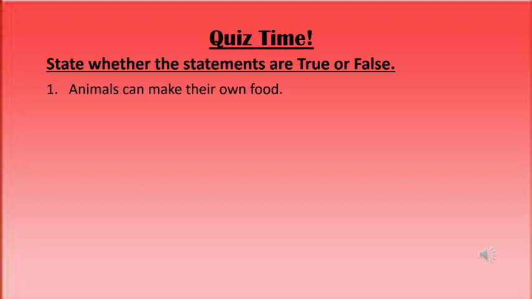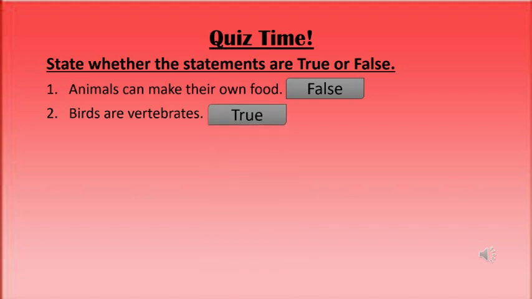What do you think? It is a false statement, right? Because animals can't make their own food. They get food from other living organisms, such as they eat plants or they eat other living animals. So here is the second one. Birds are vertebrates. What do you think? Is it correct or wrong? That is a correct sentence. So it is true.